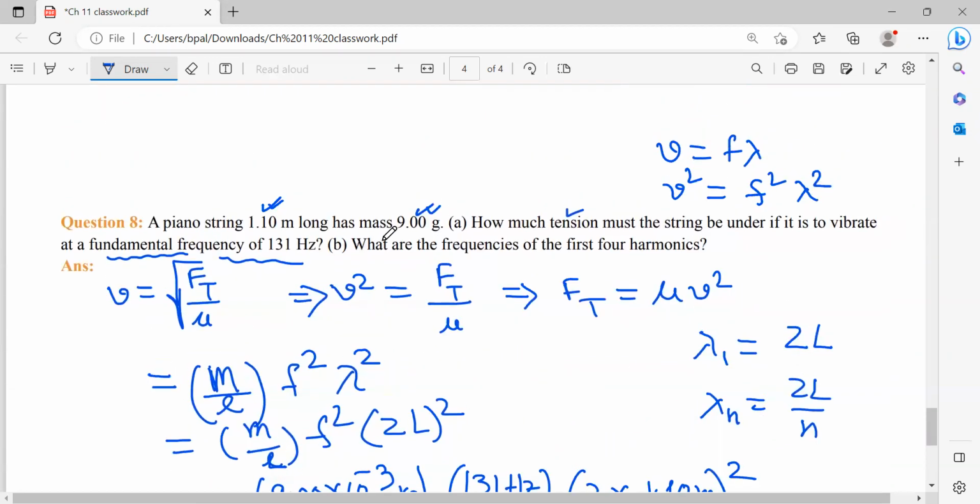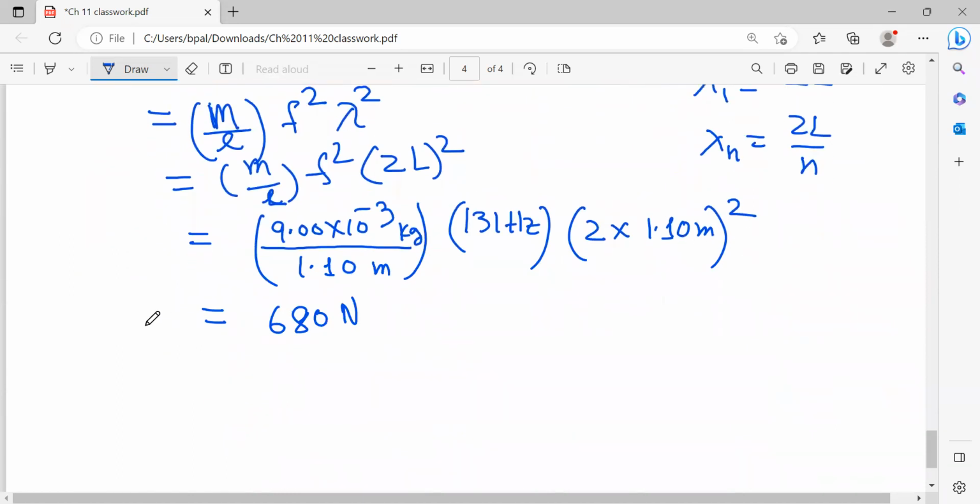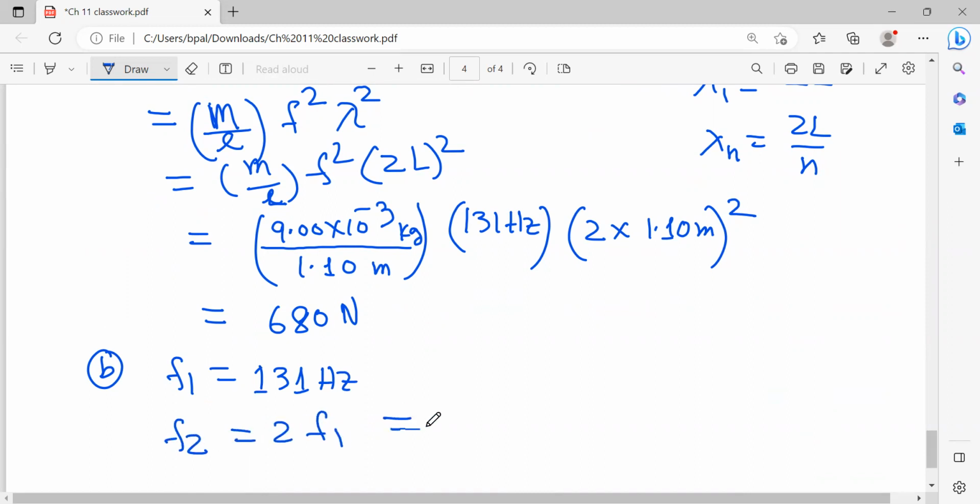Okay, so that's the first one. Part B says, what are the frequencies of the first 4 harmonics? The first harmonic, we already know that is 131 hertz, right? So that is already given. f2 will be 2f1. So 2f1 is 2 times 131, so it will be 262 hertz.